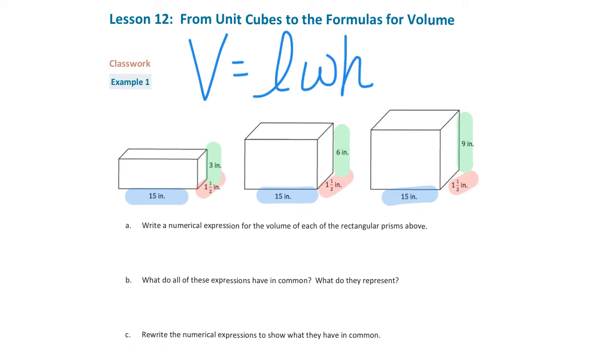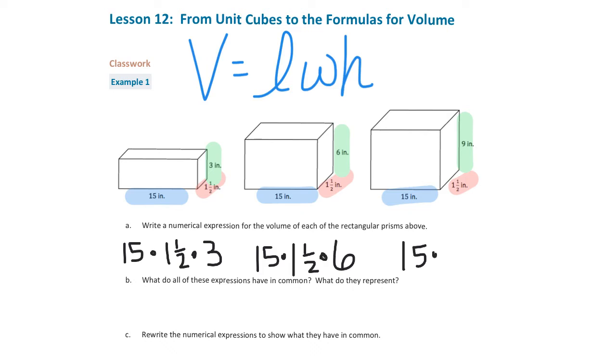So when it asks us on part A to write a numerical expression for the volume of each of the rectangular prisms above, I'm going to do it right below each one. So for the first one, 15 times 1.5 times 3, the length times the width times the height. For the middle one, 15 times 1.5 times 6. And for the last one, 15 times 1.5 times 9.